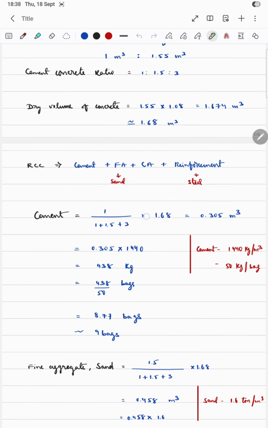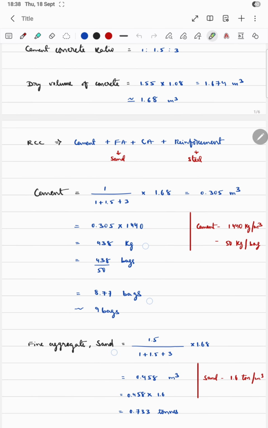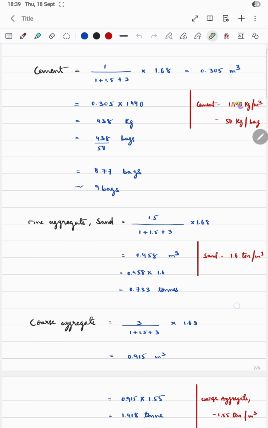For slab construction, we use RCC, which is reinforced cement concrete, where we have cement, fine aggregate, coarse aggregate and steel as the reinforcement. It gives extra strength to the concrete. Cement requirement can be calculated by dividing the cement's ratio by the total ratio of all the materials in the concrete, multiplied by the required volume of dry concrete. We get 0.305 meter cube.